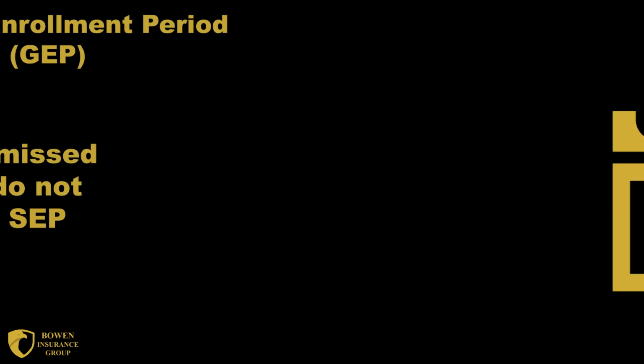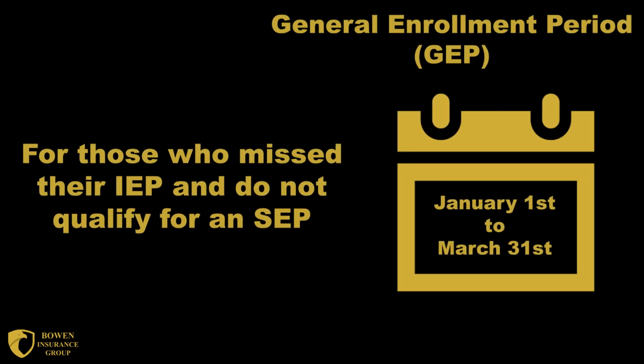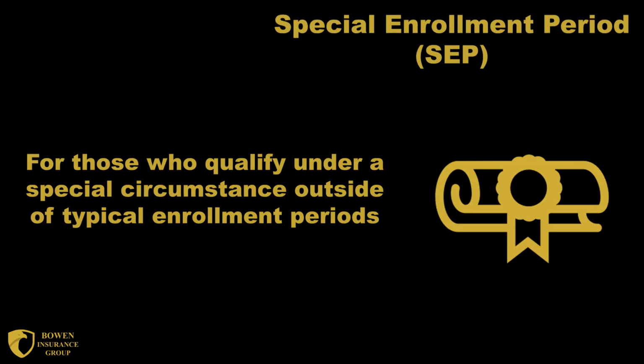If someone misses their initial enrollment period and does not qualify for a special enrollment period, they can enroll during the general enrollment period, which runs every year from January 1st to March 31st. If someone qualifies due to a special circumstance outside of the typical enrollment periods, like losing employer-based coverage, they move out of the plan's service area, lose Medicaid eligibility, experience changes with Medicare Advantage or Part D, or qualify for a low-income subsidy or extra help. If one of these or several other factors apply, then they may be eligible for a special enrollment period.